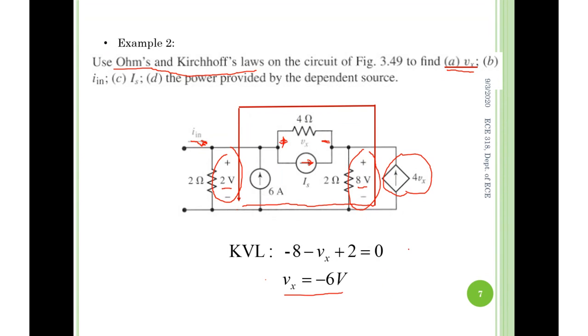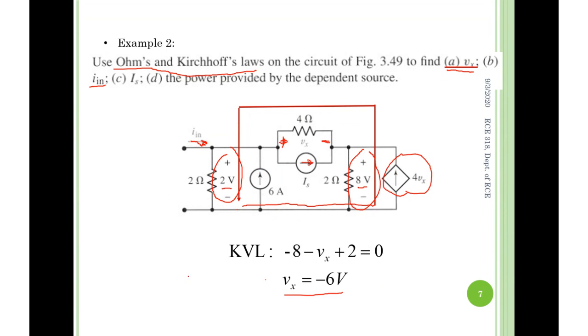Voltage polarity and current direction, very, very important. Any questions? Any thoughts? All right, if this is fine, then we can move on to find IE. IE, as said, is here.